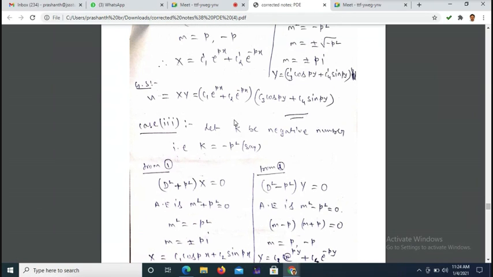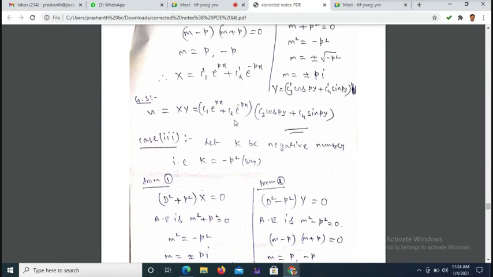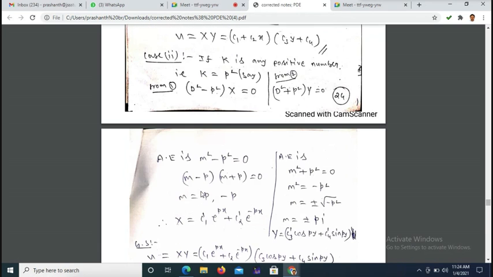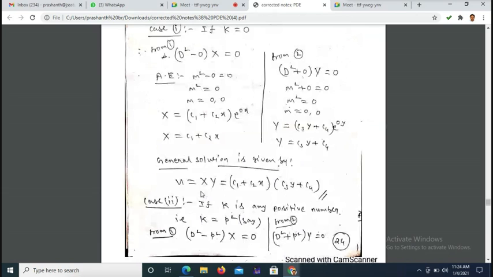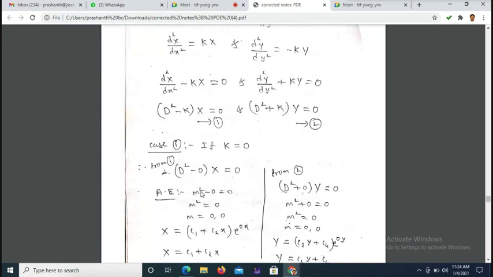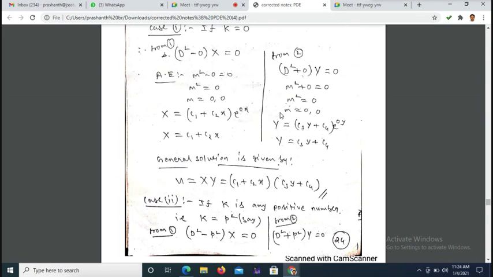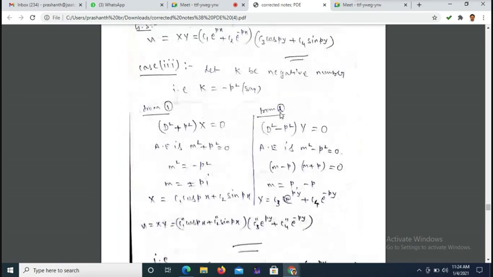So in equation 1, in the place of k, you put minus p square. Equation 1 means d square minus k. See that equation 1 here. In the place of k, you put minus p square. Minus into minus gives plus p square. Here minus k is minus minus p square. So if you put k value as minus p square, you get d square plus p square into x equal to 0, and d square minus p square into y equal to 0.